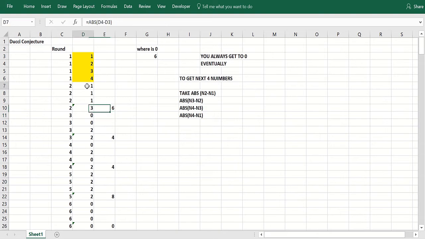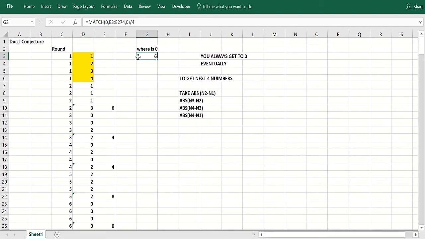So in other words, here the numbers added up to 6. Here the last four numbers added up to 4. Here they added up to 4. Here they added up to 8. And finally, here they added up to 0. So then I can figure out if we did get to 0, if there is a match to 0 in this column.